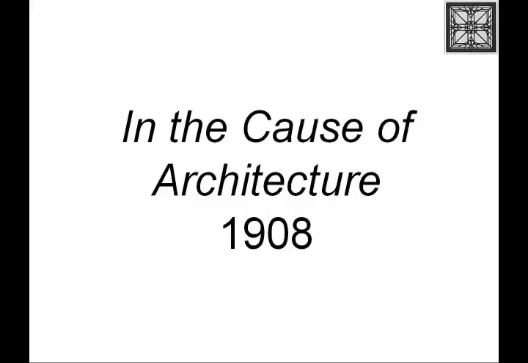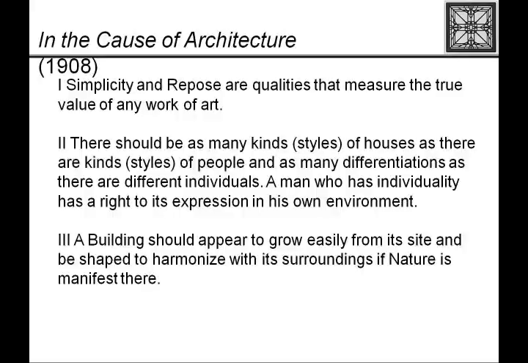20 years later, in 1928, Wright would publish 8 more articles of architectural declaration under the name In the Cause of Architecture in the Architectural Record. So here are some of the things he has written. I'm just quoting a few parts. Wright opens In the Cause of Architecture with a testament to the importance of nature in architecture.